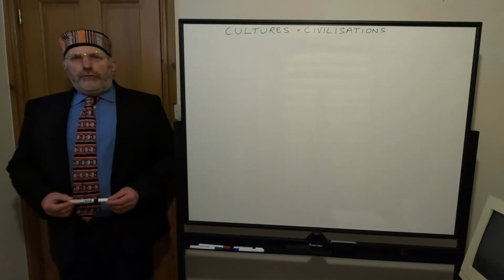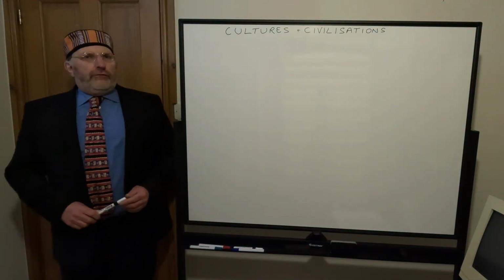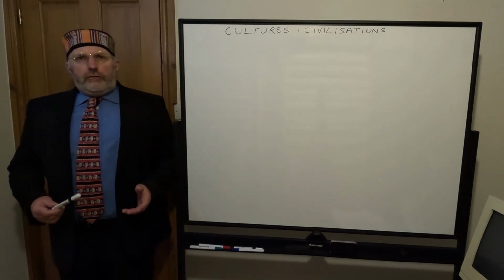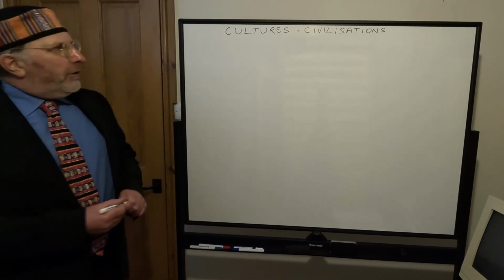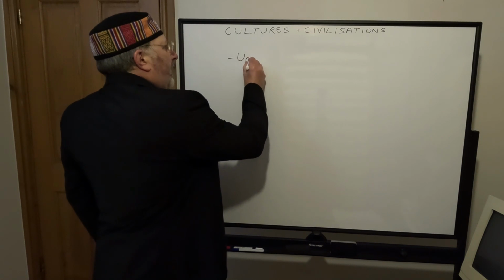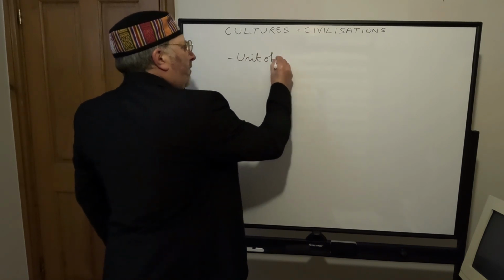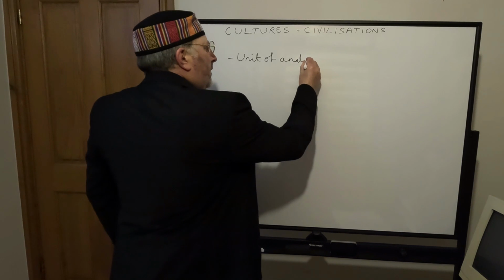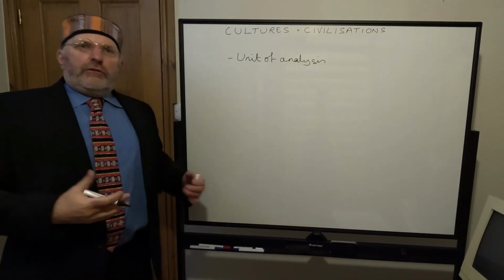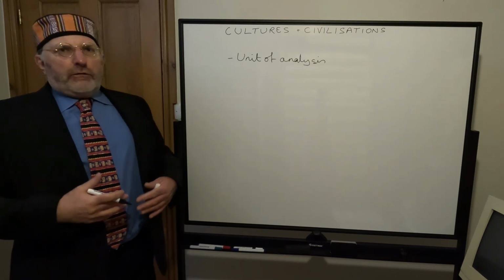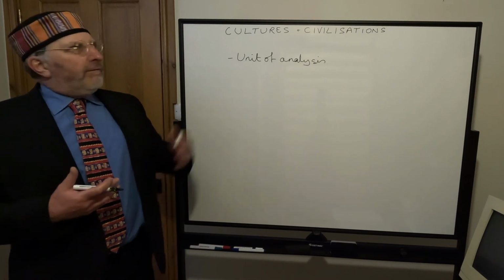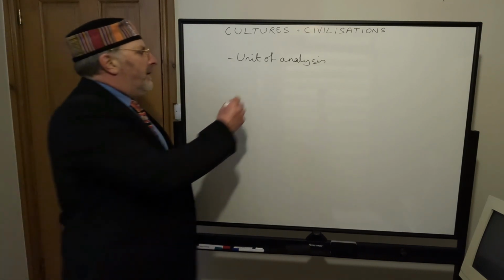So, welcome to Module 4, which is about cultures and civilizations. And this will be divided into 5 lessons. So, firstly, we're going to discuss civilizations as a unit of historical analysis, meaning that when we talk about patterns in history, we're talking about patterns in the properties and behaviour of civilizations.